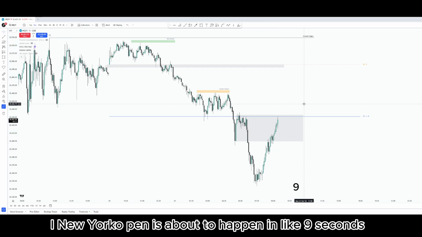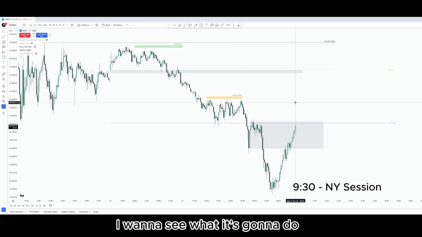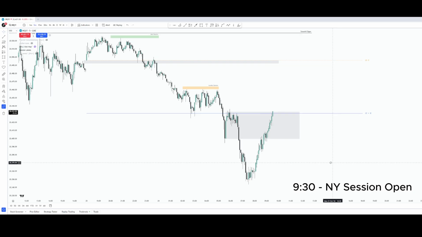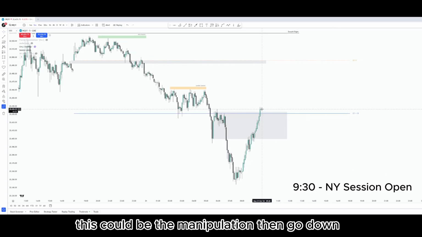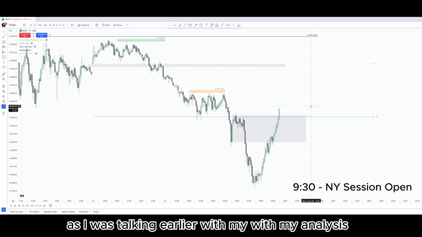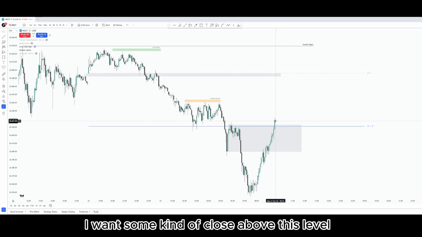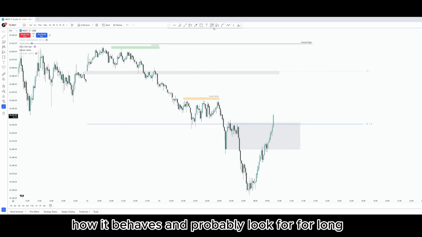Okay, New York Open is about to happen in like 9 seconds. I want to see what it's going to do. Okay, this could be the manipulation, then go down, as I was talking earlier in my analysis. I want some kind of close above this level, then maybe I retest and see how it behaves, and probably look for long.